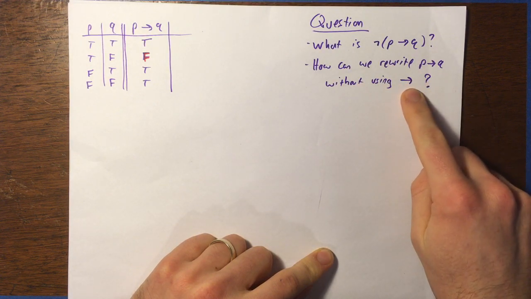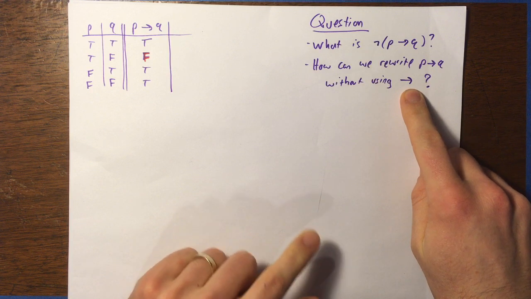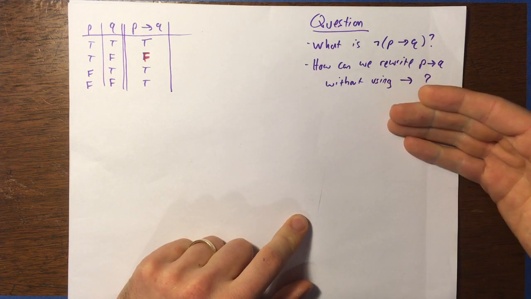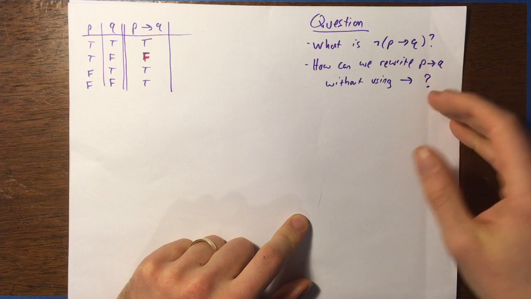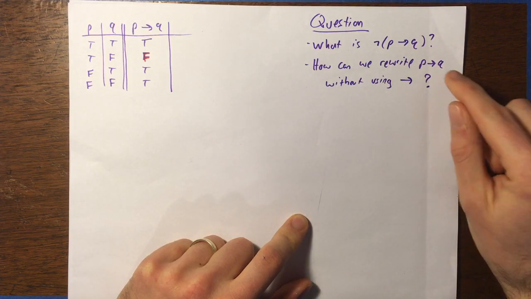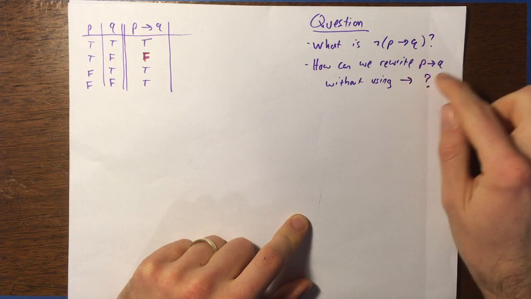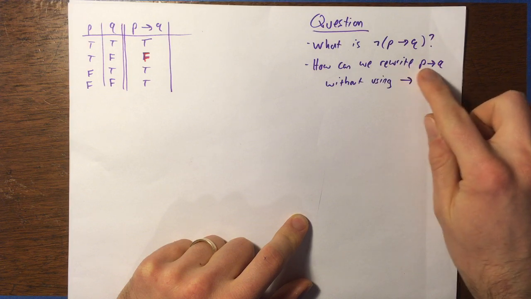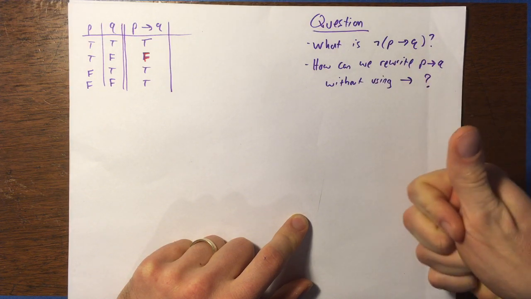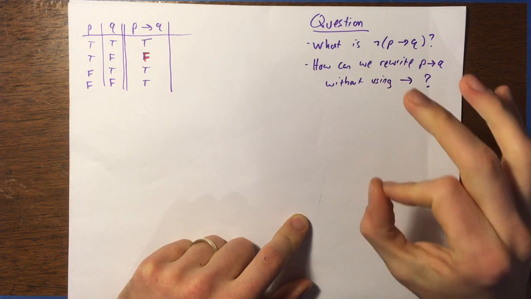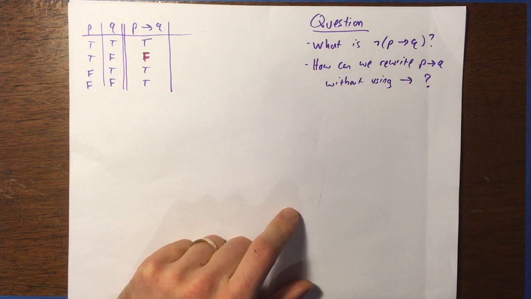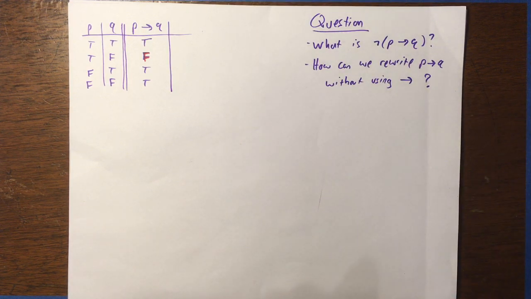And then relatedly, is there a way that we can rewrite P implies Q without using the implies operation? We are going to be talking about logic circuits and logic gates in a few videos, and we want to see if we can rewrite P implies Q in terms of and, or, and not. So we're going to answer those two questions, and we're going to do it by looking at the truth table.